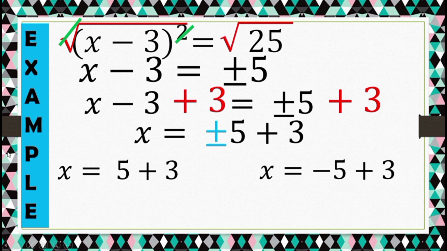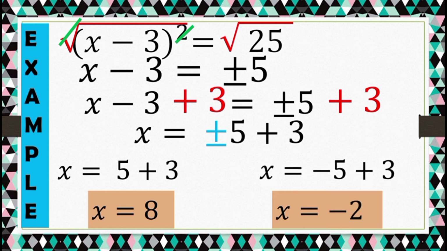So let us simplify our linear equation. X is equal to 5 plus 3. The result is x equals 8. While x equals negative 5 plus 3, the result is x equals negative 2. So again, our k is greater than 0, so we will obtain two possible roots or solutions, 8 and negative 2 in this case.